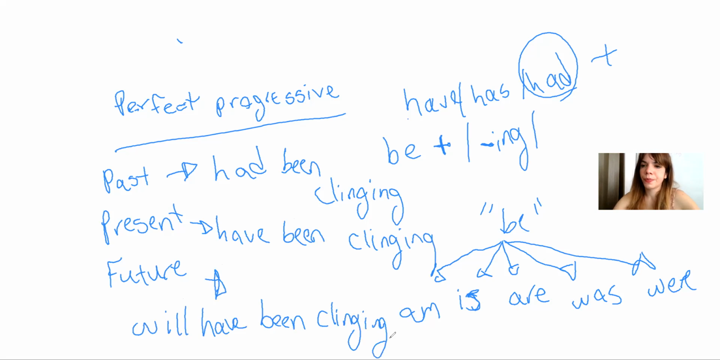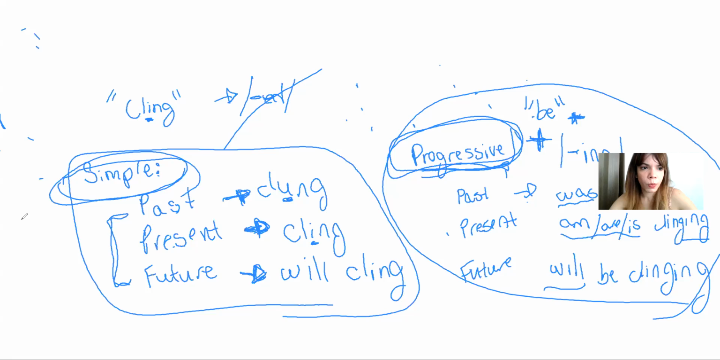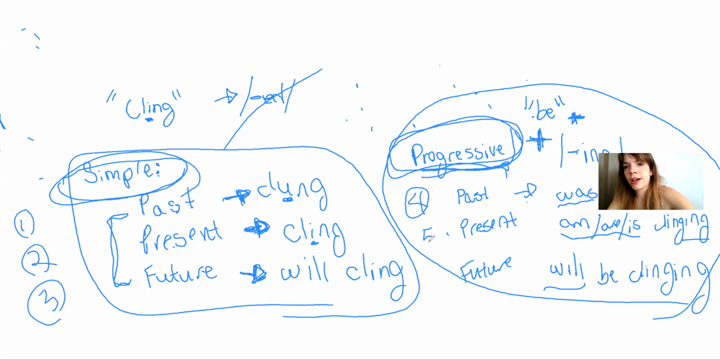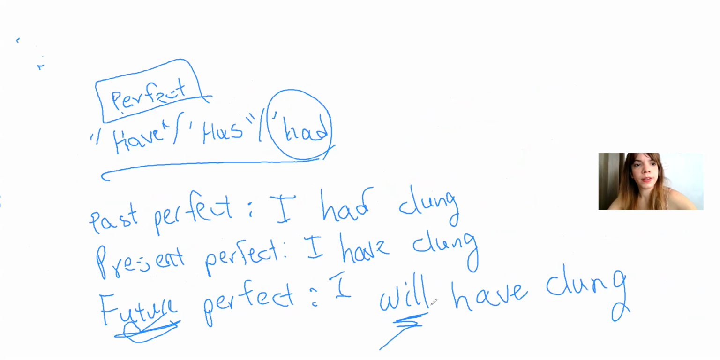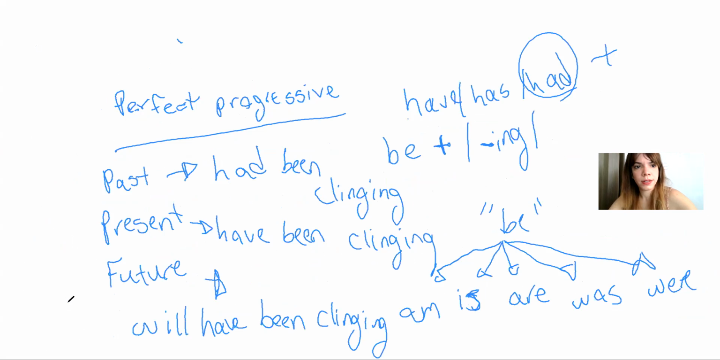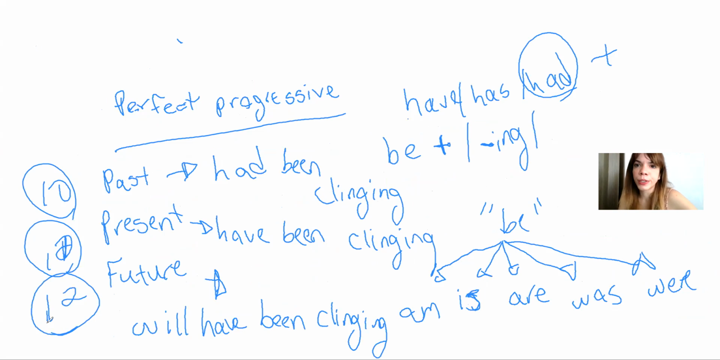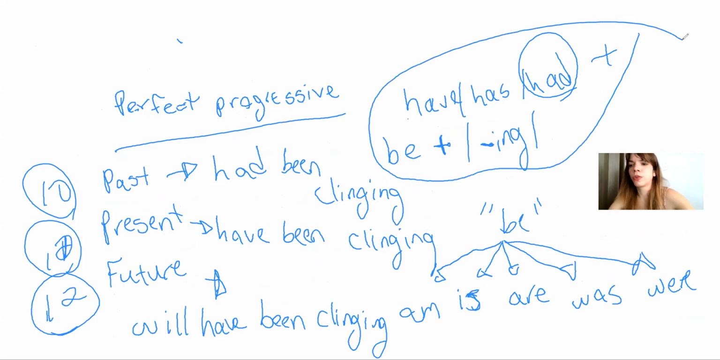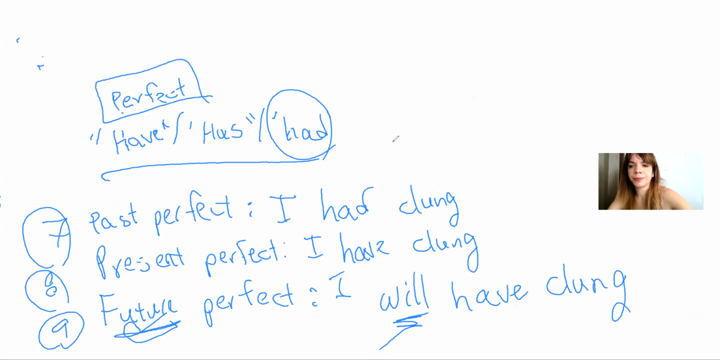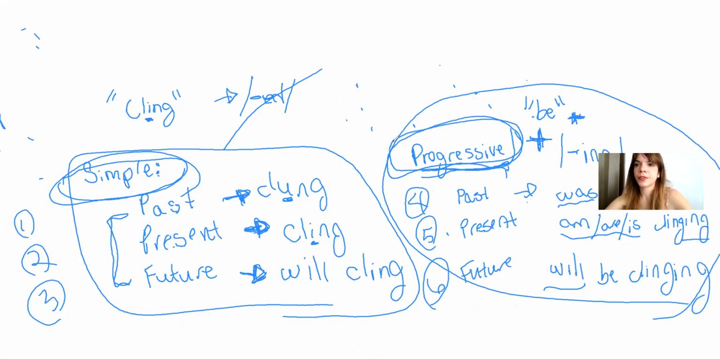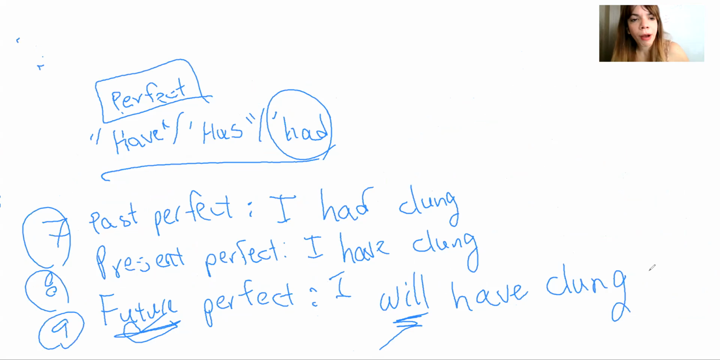So all together, let's go back. We have 1, 2, 3, 4, 5, 6, 7, 8, 9, 10, 11, sorry, 12. So here are your 12 tenses, okay? And that's how you would do it, using these formulas, okay? So hopefully that helps. Now, in the next video, I will be demonstrating how to do draw.